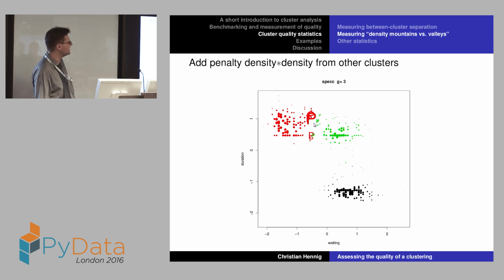What you see here is a different clustering, right? This is a 3-cluster solution from a density-based method, and there these two are separated clusters, and we have some penalty here because there's a high density, and in their neighborhoods there are points from another cluster.